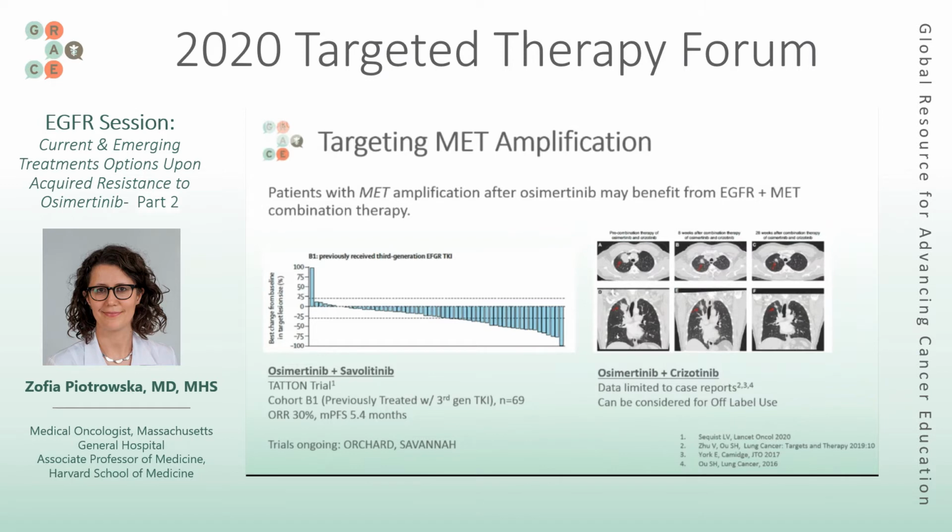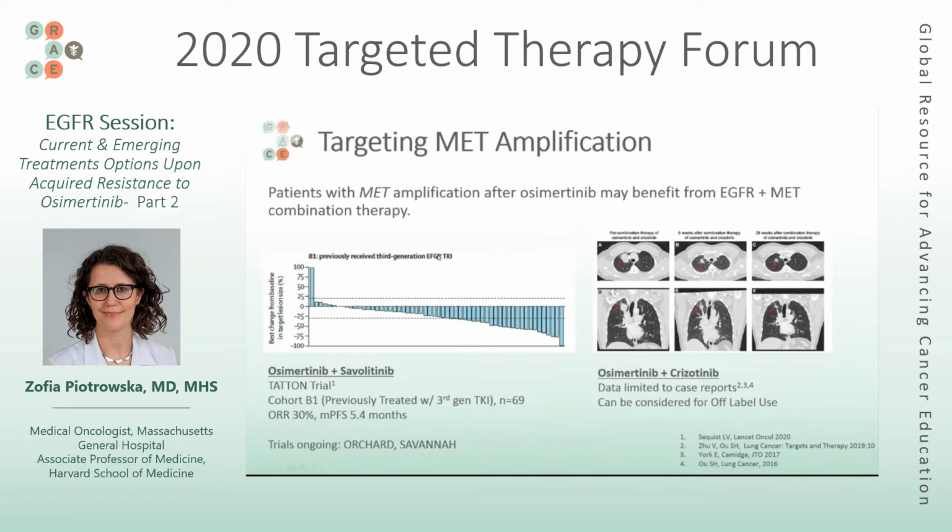And the largest data set that was just recently published is from something called the TATTON study, which looked at the combination of osimertinib with the MET inhibitor savolitinib. And here there was a cohort of patients who had progressed on a prior third generation EGFR inhibitor like osimertinib or other experimental drugs in this class.